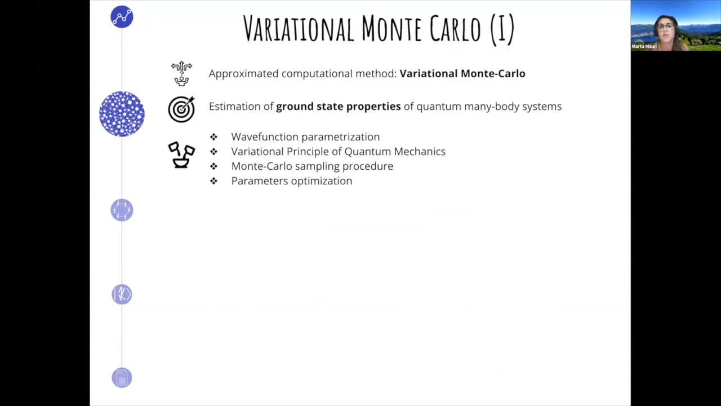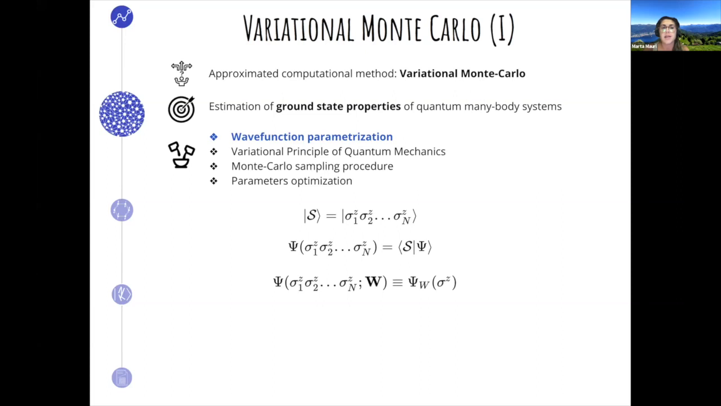So the method that we used in the project was the variational Monte Carlo, an approximated computational method, and the goal was to estimate basically ground state properties of a quantum many-body system. And as we have already seen about the variational Monte Carlo method, there is, first of all, a parameterization of the wave function that is needed to specify the state that we are considering. So once we fix a certain basis state, then we have a wave function that depends on certain parameters W.